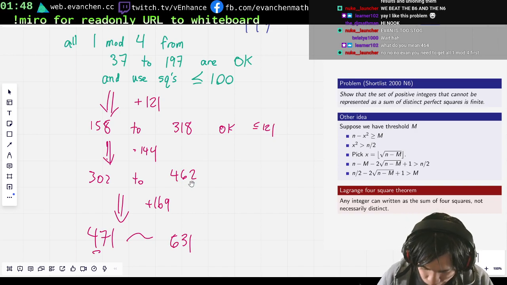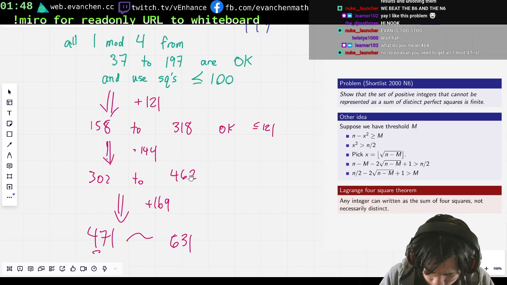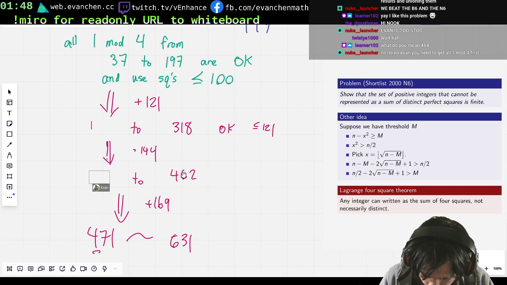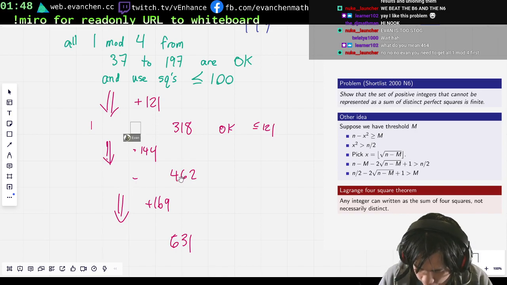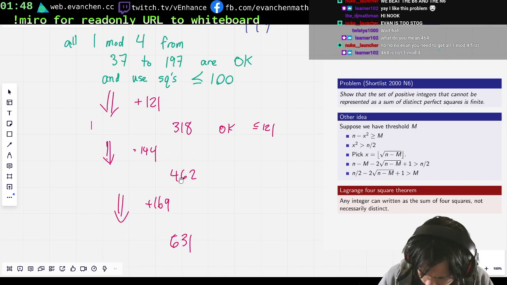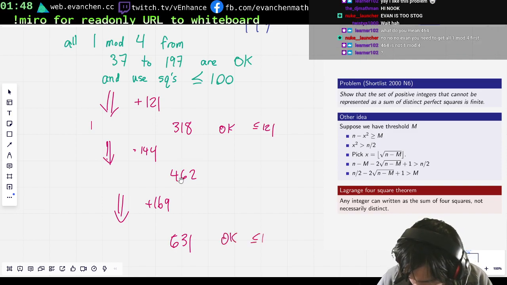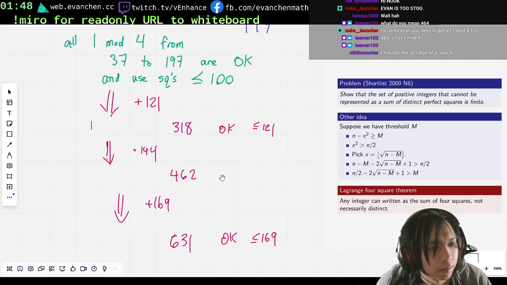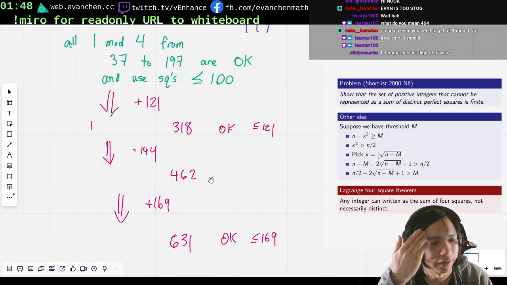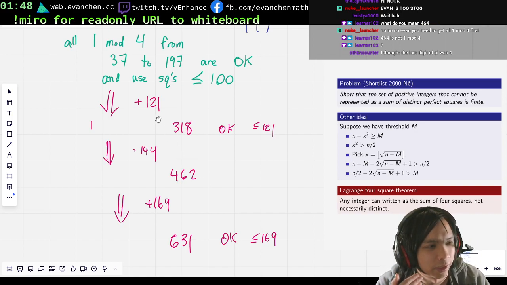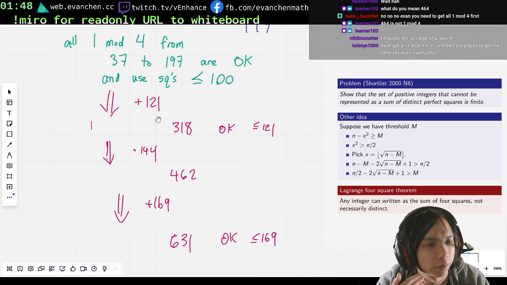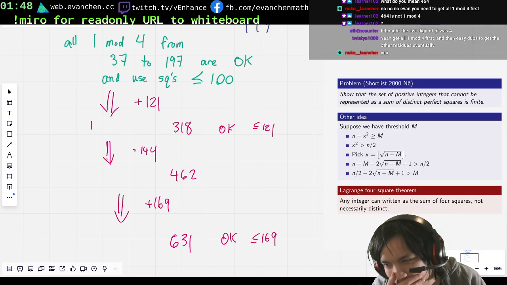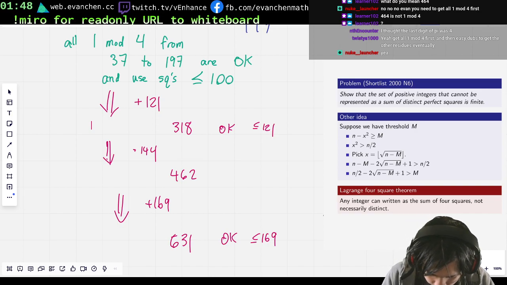Oh, sorry, I'm just being stupid. I don't care about the lower bound. I only care about the upper bound. So all the numbers up to... Hang on, I can't use 121 because that will break my 1 mod 4. Okay, wait, I have to be a little careful.